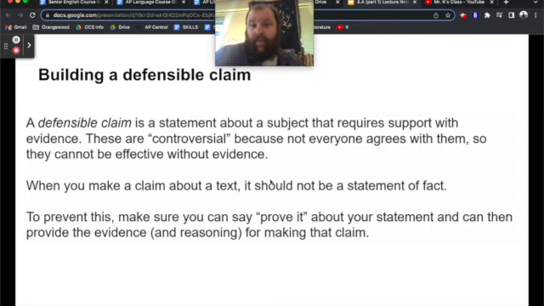So to prevent this, what you can do is make sure that you can say, prove it, about your statement, and can then provide the evidence and the reasoning for making that claim. So if you claim Sojourner Truth referred to her listeners as children as a way to establish herself as sort of a source of wisdom, I definitely think that's why she did that.